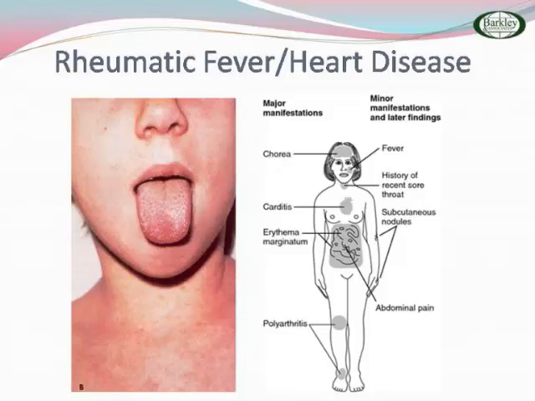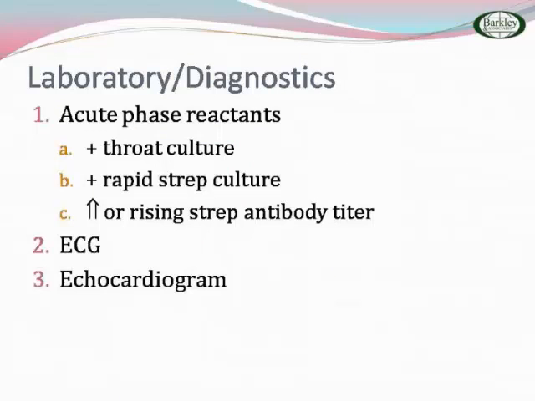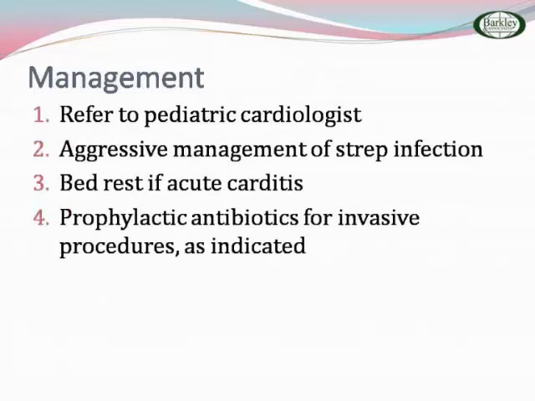These are just reminding you of some of the symptoms that we talked about in the criteria. There's some more of your acute phase reactants, like a positive rapid strep culture, or maybe even a rising antibody titer, EKG and echocardiogram. And again, the echocardiogram is going to reflect the mitral valve. What are we going to do with these kids? They need to be referred to pediatric cardiology, aggressive management, making sure that strep infection is cleared up, carditis, and also prophylactic antibiotics for any invasive procedure like a dental procedure or surgery.